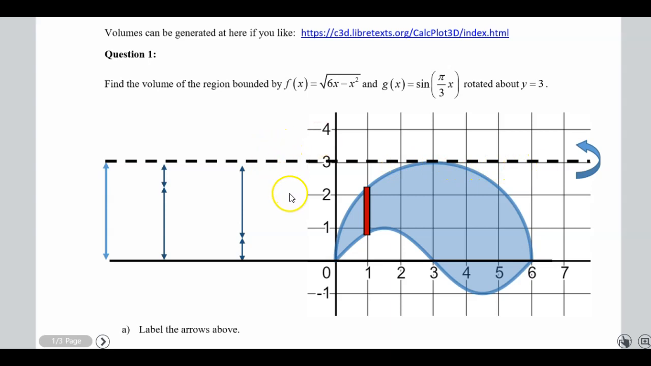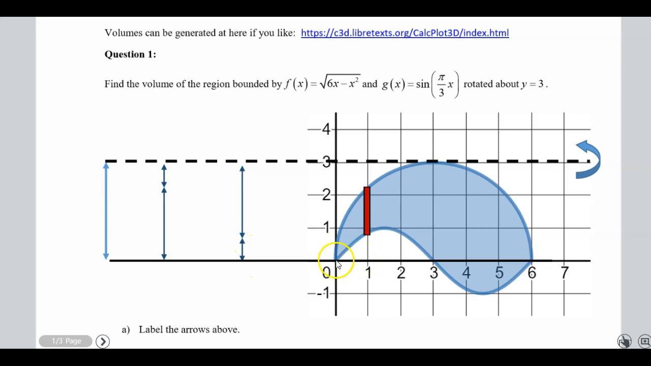Now, the main thing that you want to do on these is to make sure you get your R's correct. So if we're going to do washers, we're looking at radii as coming out from this axis. So we're going to draw in a few labels here in just a second. And then those will be useful when we're figuring out what is big R, what is little r, that sort of stuff. So label the arrows above.